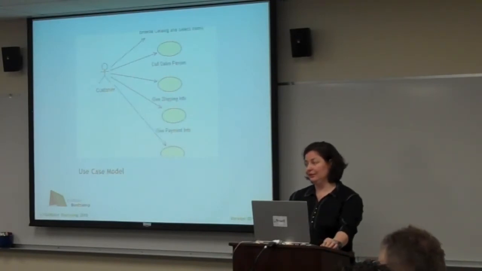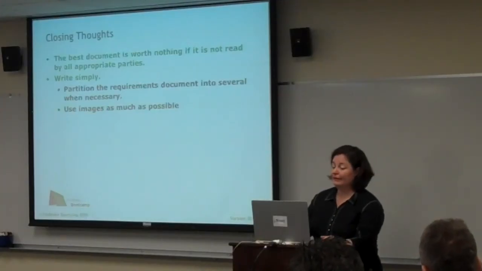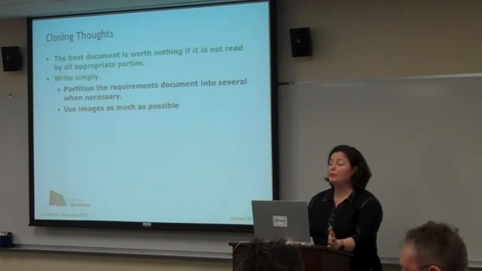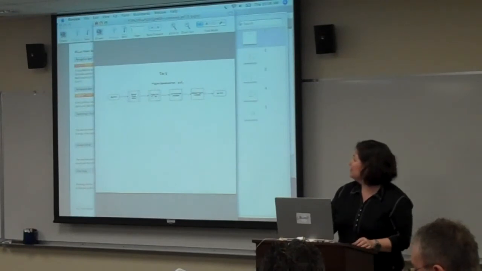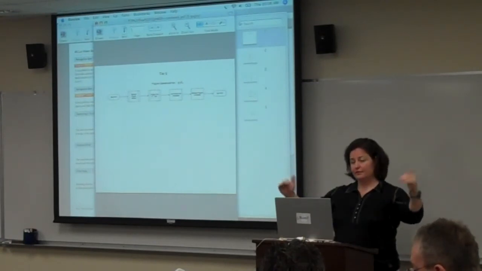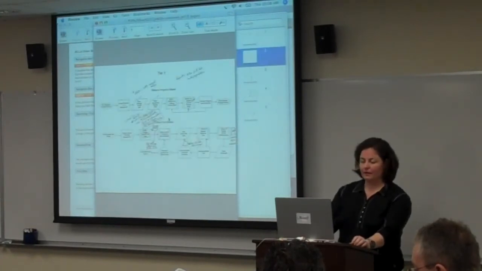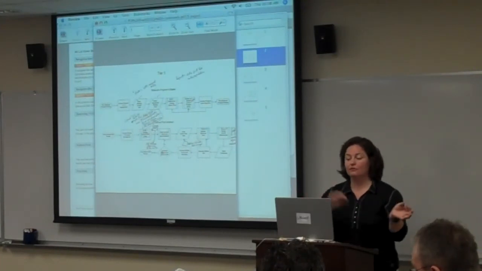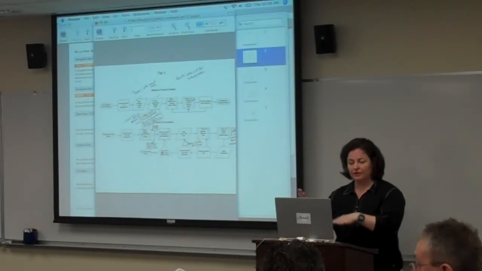The best document is worth nothing if it's not read by the right people. And you have to write simply, because if you don't write simply, people won't be able to understand you. These are processes within a high-level process, and they would break down to different tiers of the process itself. And this is one where we've given it to the client, and the client wrote back on it, and they made their notes, and they scanned it back, and then we readjusted.